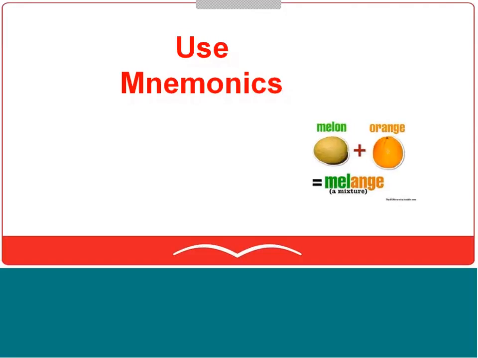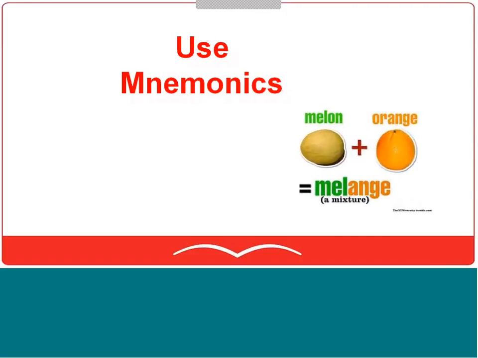Another method that you can use to learn new words is to use mnemonics. Mnemonics are nothing but memory aids. They help you remember the meaning of the word and make recall faster. For example, if I'm reading the meaning of the word melange, I know that it means a mixture. I will think of a melon and an orange. Melange is a mixture of melon and an orange. So I remember the meaning of the word melange better.